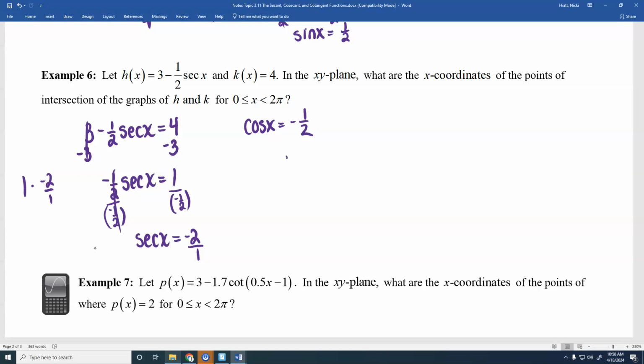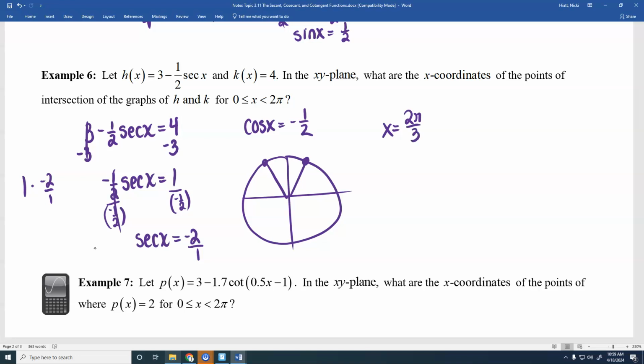And then now we're just thinking unit circle. Cosine is my x coordinate. My x coordinate is going to equal, well, it'll be positive 1/2 right there. It'll be negative 1/2 right here at 2 pi over 3. And then also down here at 4 pi over 3.